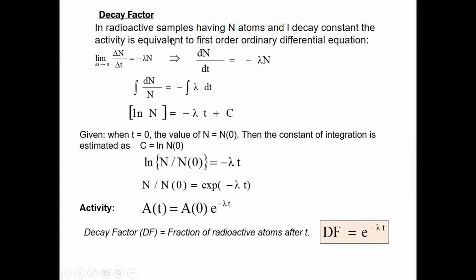Remember that the decay factor we have derived is e to the power minus lambda t. It comes with the activity, with the number of atoms disintegrating per second, so it comes with the radioactive decay. So it is called the decay factor. It is the fraction of radioactive atoms that remain after time t.